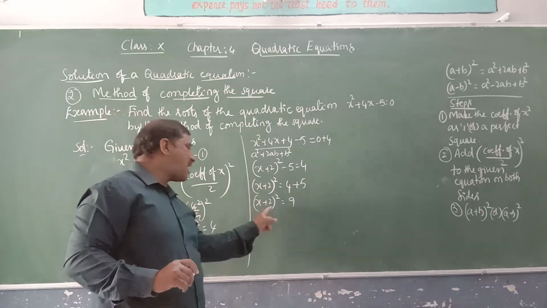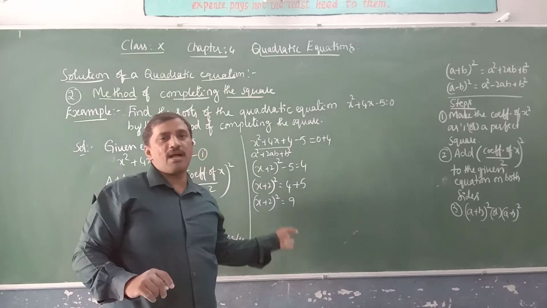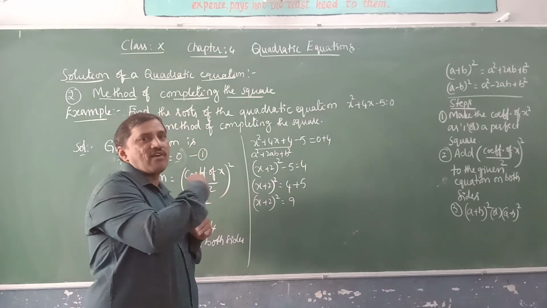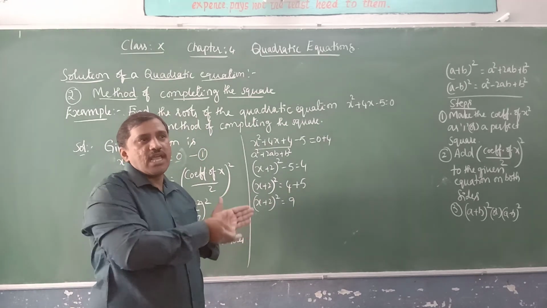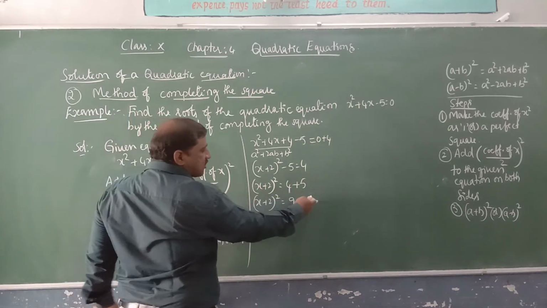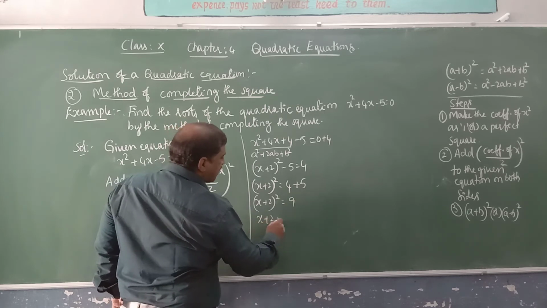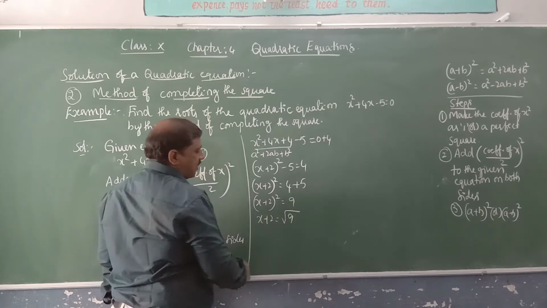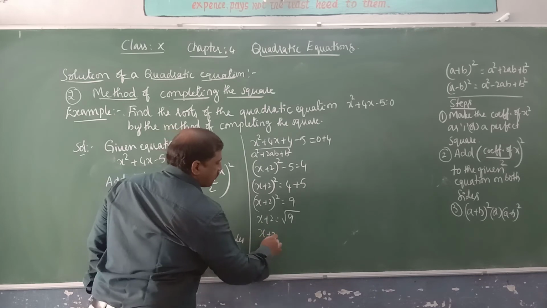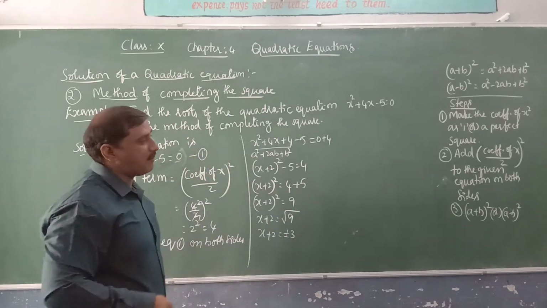Now transpose the square to the RHS, then it will become a square root. When we transpose a square, it becomes a square root. If you transpose a square root, it becomes a square. So by transposing the square to the RHS, we get x plus 2 is equal to the square root of 9. So x plus 2 is equal to the square root of 9, which is equal to what? Plus or minus 3.